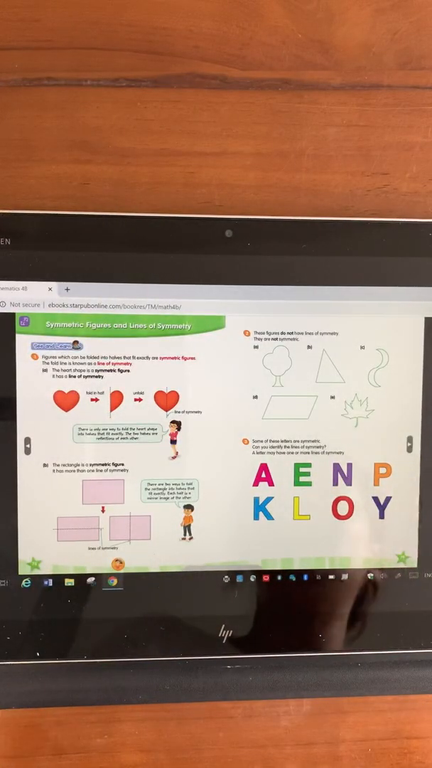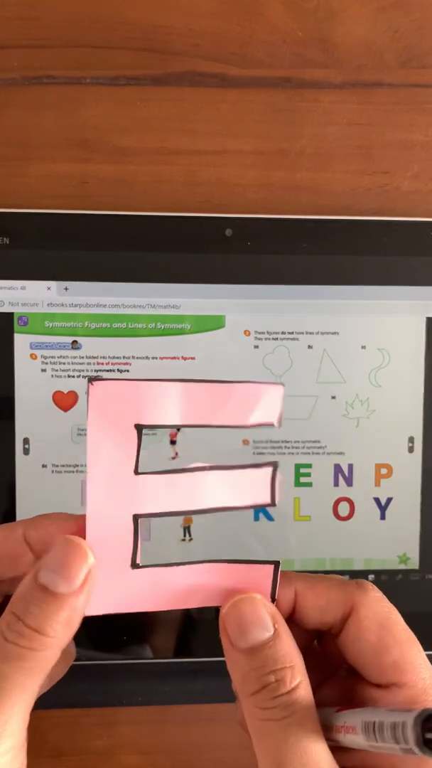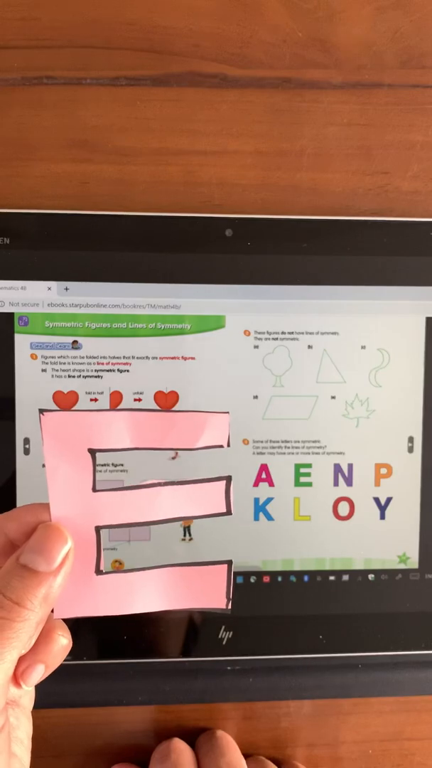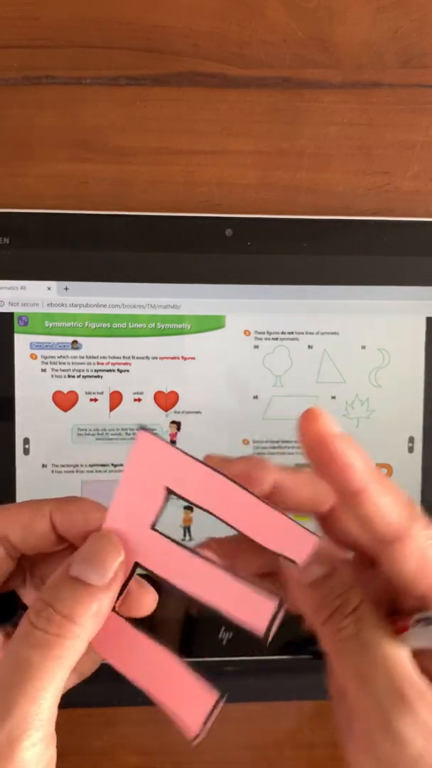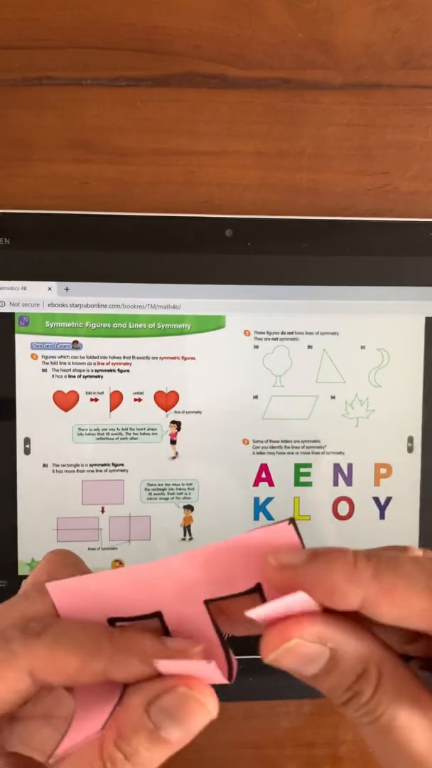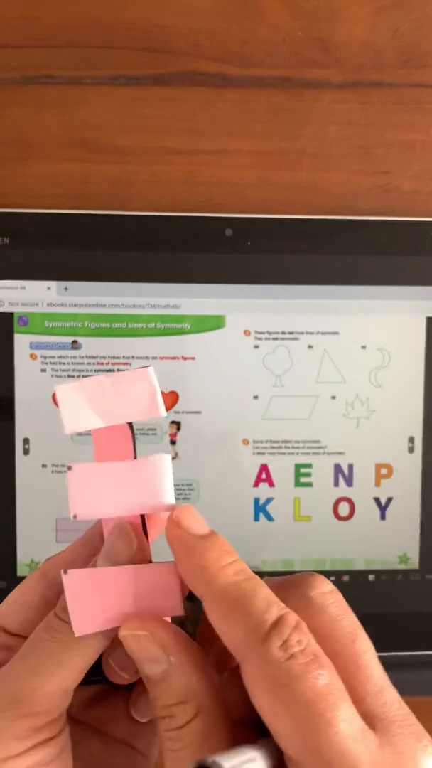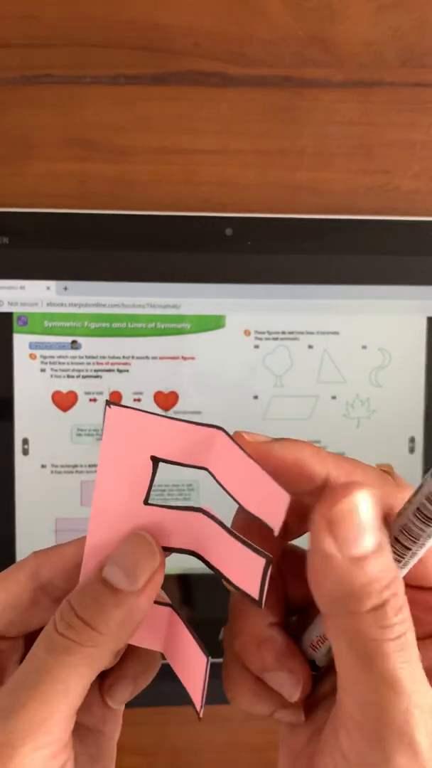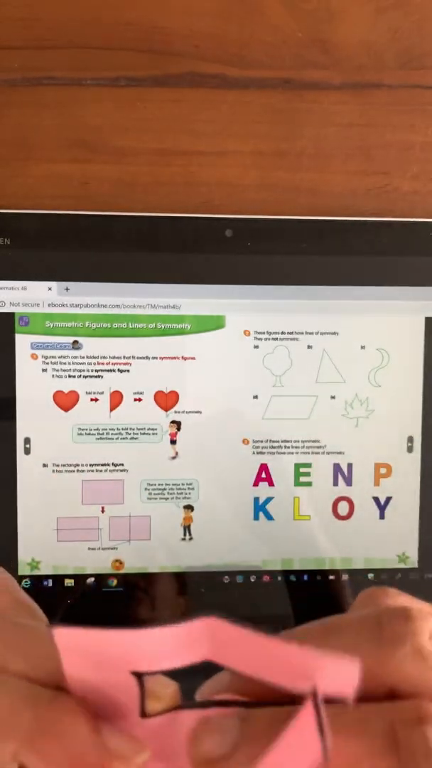Let's look at the next one, letter E. Interesting, letter E. What do you think? How many lines of symmetry are there, or are there any lines of symmetry at all? What about if we fold it this way? Do you think it will divide the figure into two equal parts? No, right? What about the other way then, this way?